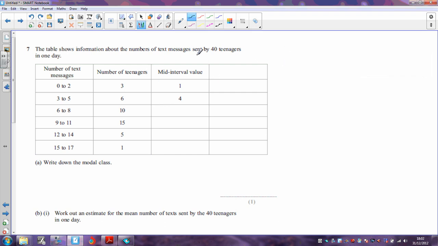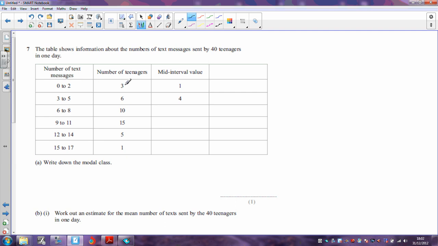Okay, here we have a question about text messages sent by 40 teenagers in a day. So we've got 3 teenagers who sent between 0 and 2 text messages, 6 teenagers sent between 3 and 5 text messages. So it's a grouped frequency table. To work out the modal class or the mode is the number of text messages which occurs most frequently.